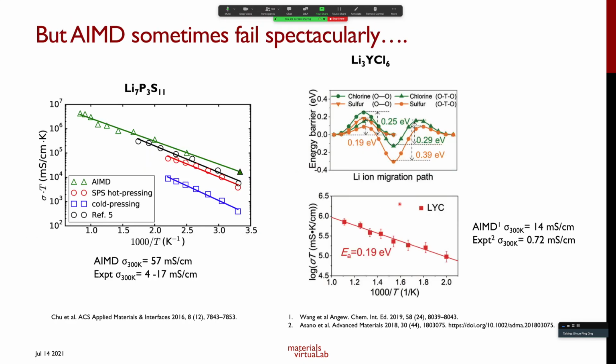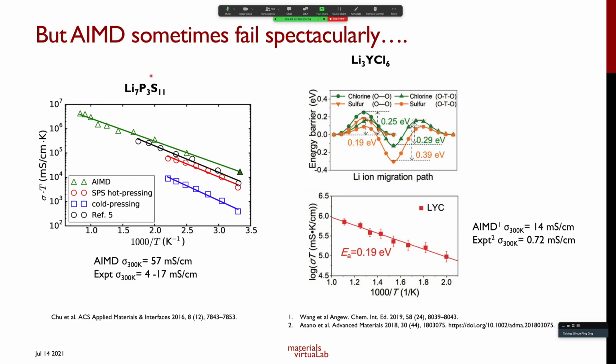Now, however, it has also been known that AIMD sometimes fail very spectacularly, right? So I give you two examples, okay? These are two other lithium superionic conductors. I'm showing one work that is from my group and one work that is from another group, just so that you know that this is not an error that is made purposely, but rather is really due to the limitations of the AIMD method, right?